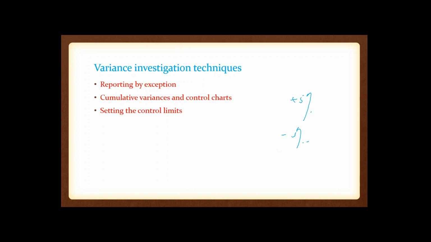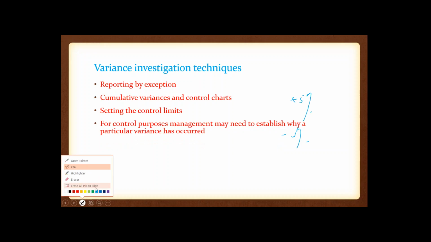So you try to put up a kind of picture of the variance, why a particular variance has occurred. Management may want to know why this particular variance has occurred. So you can go by reporting by exception, by cumulative, you can set your control limits, or you can work out in detail why a particular variance has occurred. Maybe a particular sales rep is not doing enough, so you want to investigate and see why.